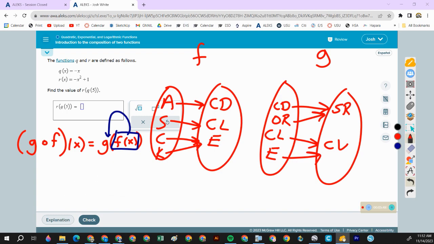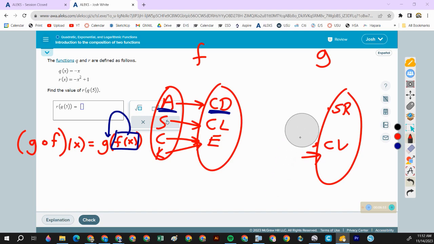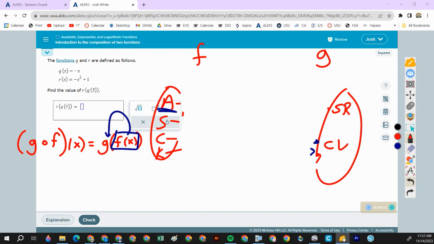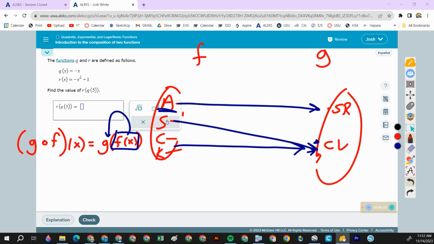So what would g of f do? Well, we look at the f function. What does f do with Adam? The f function sends Adam to Castledale. What does the g function do with Castledale? Sends it to Santa Fe. And I do the same with all the others. So really, this is what's being done. In fact, I can eliminate this and just do that. I skip the middle computation.